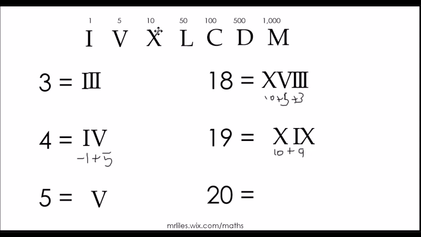And finally, for 20, this is much easier. We just take an X that makes 10, and another X that makes 10, and 10 and 10 make 20.